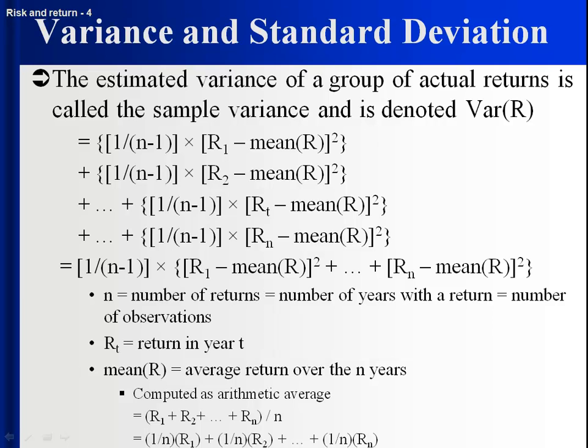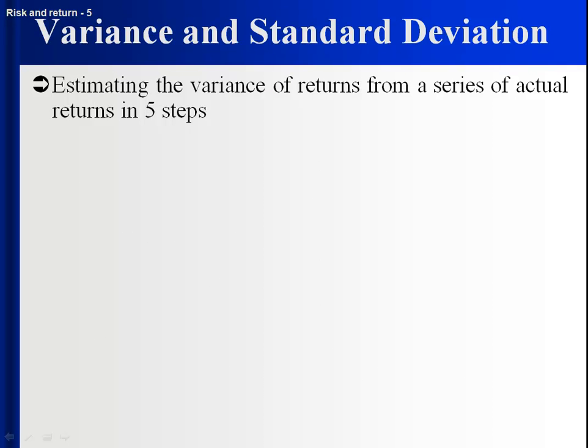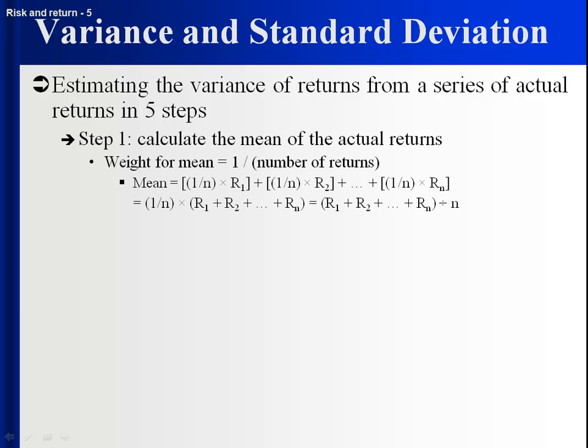So here's the equation, and I'm going to walk through it in a minute because a lot of students generally don't like the equation. So let's just jump ahead and come back. Here's how you could estimate the variance of returns. Again, we want a deviation. So the deviation from what? It's the deviation from the average, the deviation from the mean.